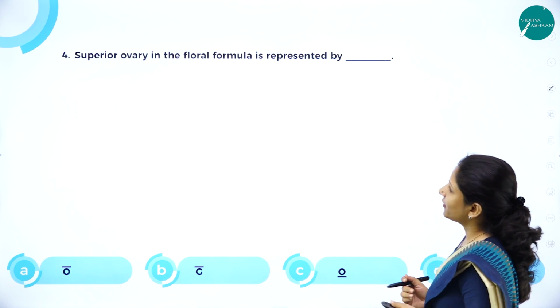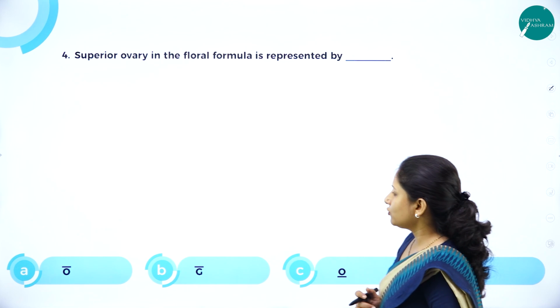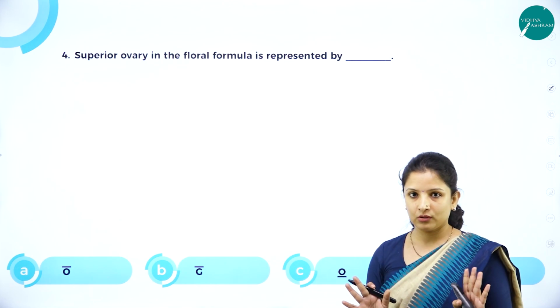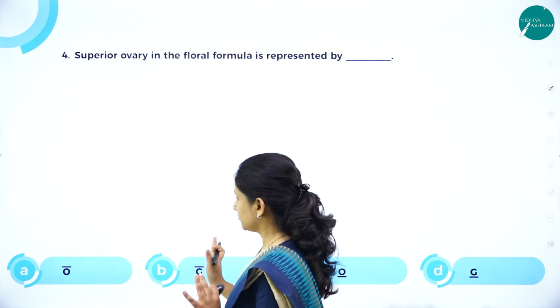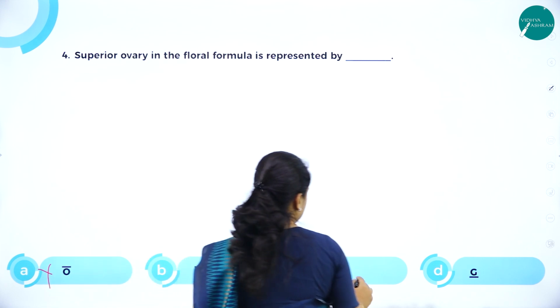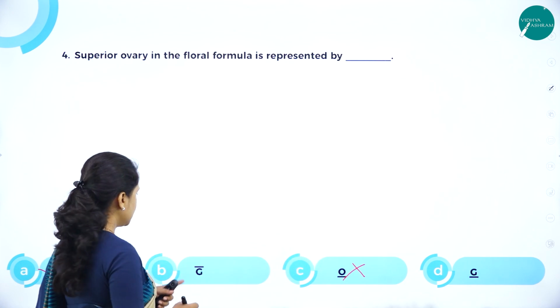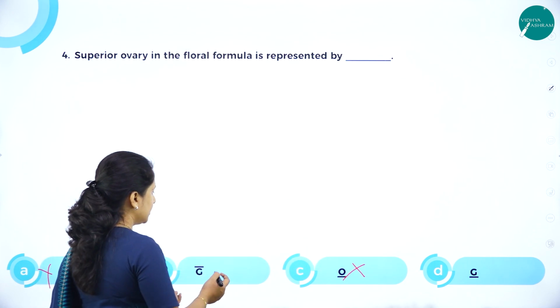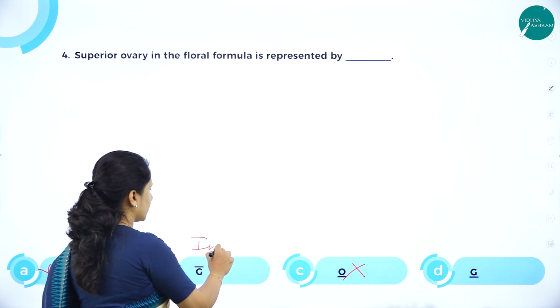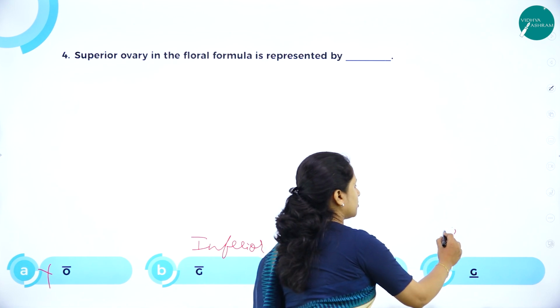Next question. Superior ovary in the floral formula is represented by O. No, we never use O as a symbol to represent the gynoecium. It is not used, so this is wrong. This also you can eliminate. Remaining is option B and D. Here, if this is inferior ovary, then this is superior ovary.